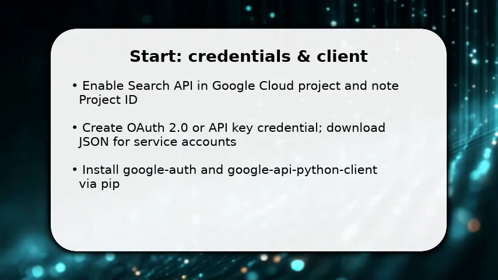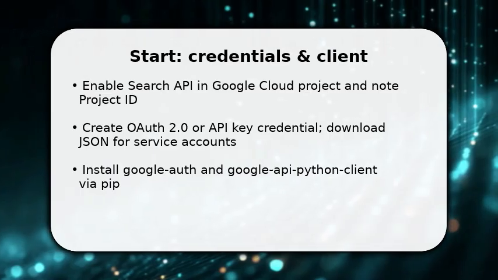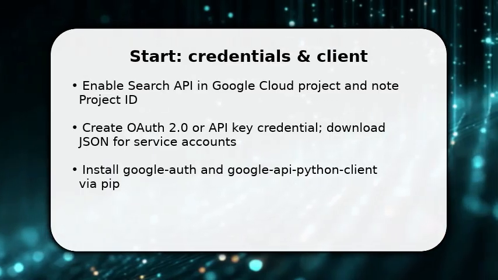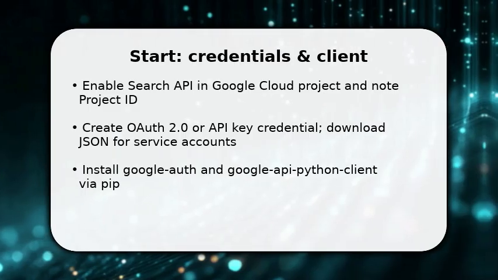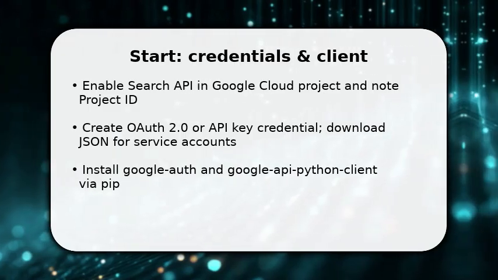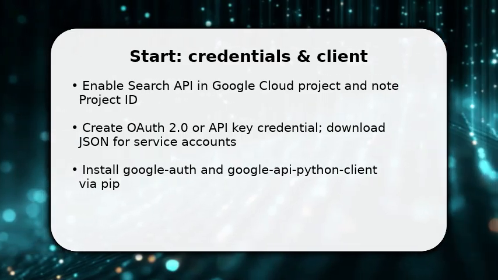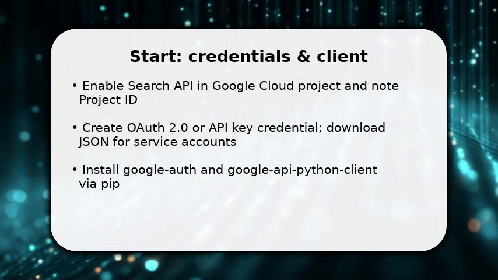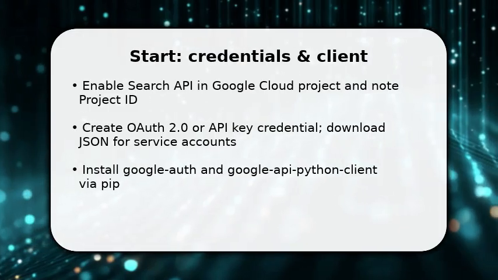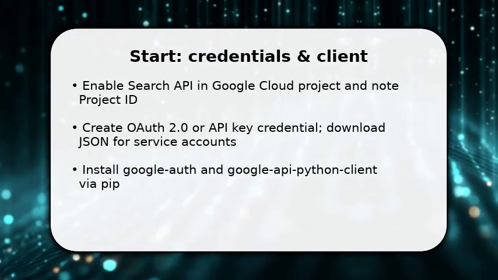You begin by grabbing credentials and creating a client. Do this now so code can run immediately. First, enable the Search API in your Google Cloud project and choose a credential type that matches your use case. Once done, download the JSON key if you're using a service account or copy the API key for simpler calls.